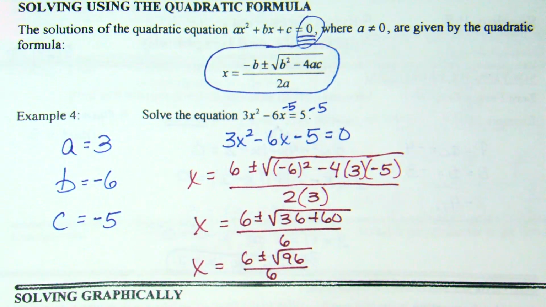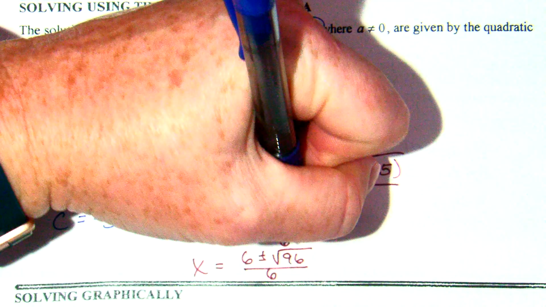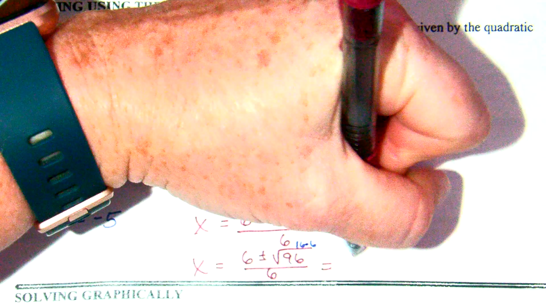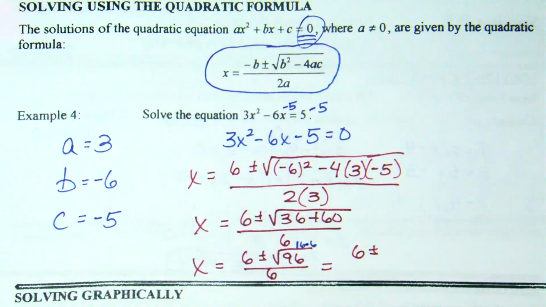16? Yeah. And this is where you grab the calculator and you just play, right? Which is what some of you guys have been doing already. 16 times what is 96? 16 times 6, right? Okay. So, we still have 6 plus or minus. Now, how does this square root work? Is that 96? What I wrote in there real small is 16 times 6. What is the square root of 16? 4. So that 4 goes out front of the radical. What's still under the radical? The 6, and then all over 6.